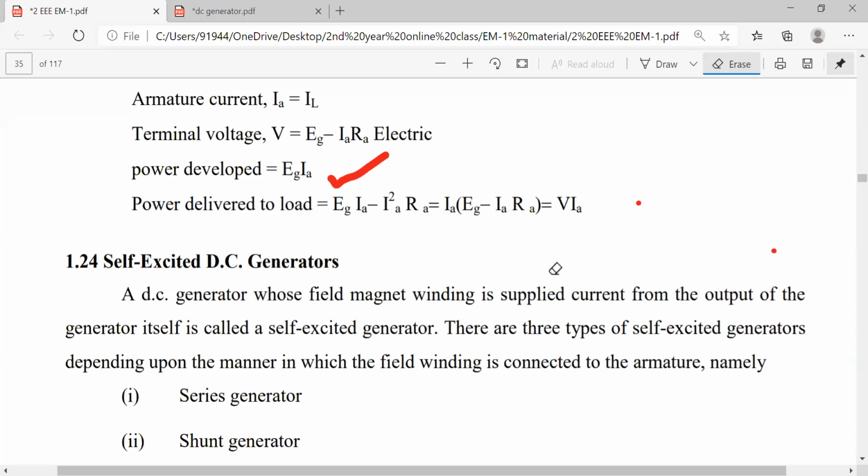Good afternoon, sir. What is the formula for copper losses in the armature circuit? I square R, sir. I square R is the common formula for copper losses in any winding having some resistance and current passing through that resistance. In the armature circuit we represent it with Ia, armature current, and armature resistance Ra. That means copper loss in the armature equals Ia square Ra.